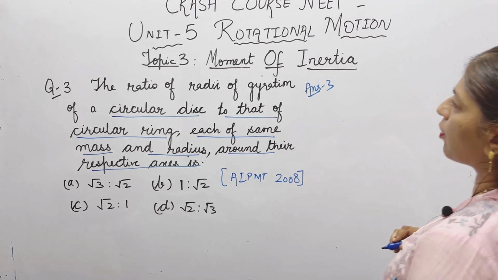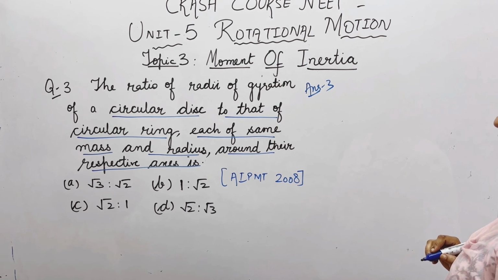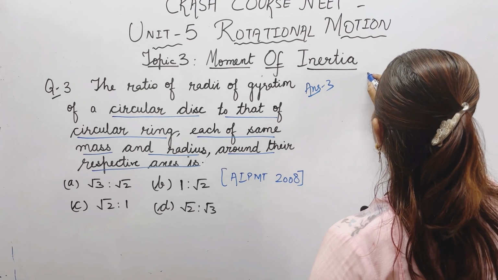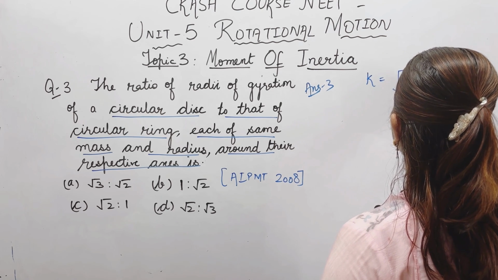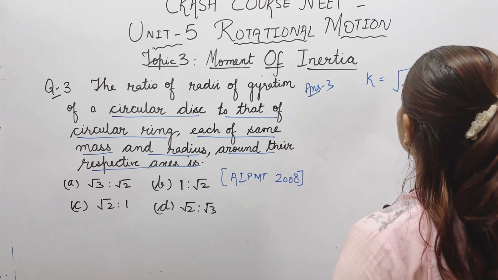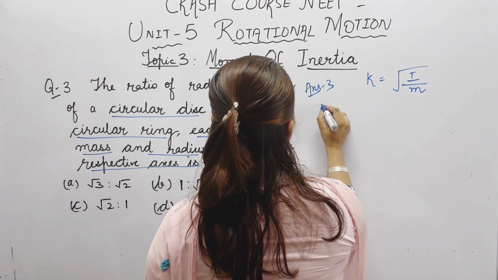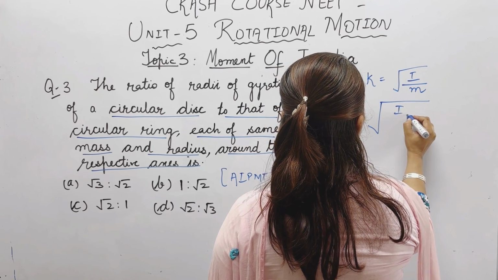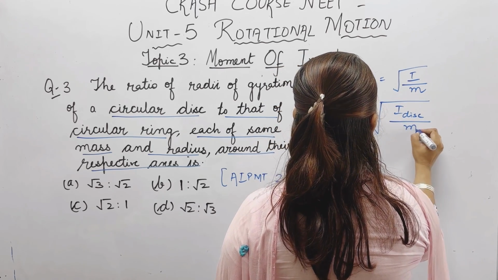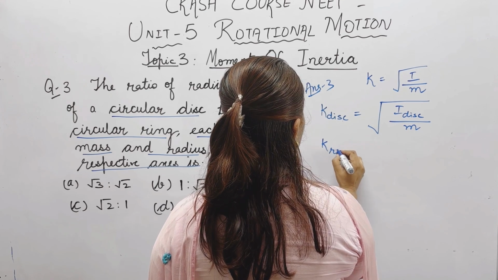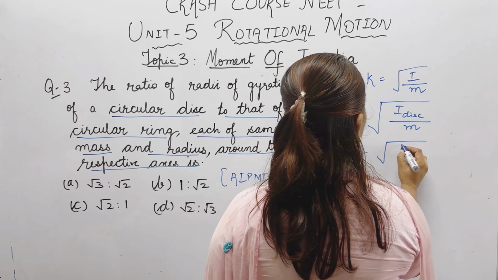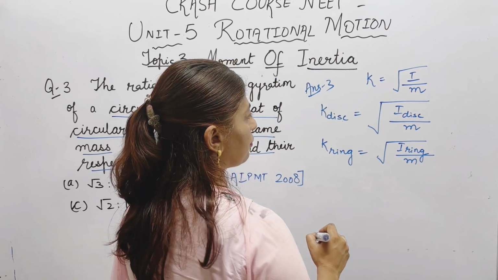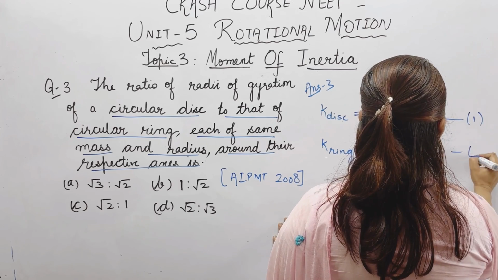So first we'll write about the relation between the radius of gyration and the mass and the radius. We know the radius of gyration is the square root of the moment of inertia upon the mass. For the radius of gyration of the disk, I is the moment of inertia of the disk and m is the mass. And for the ring, it is the moment of inertia of the ring to the mass. M will remain the same according to the statement. Mark it as equation 1 and 2.